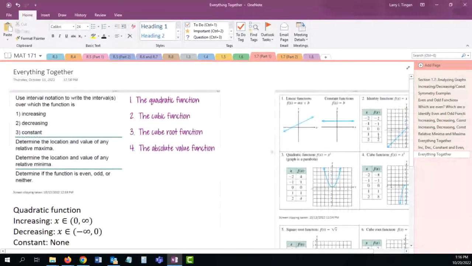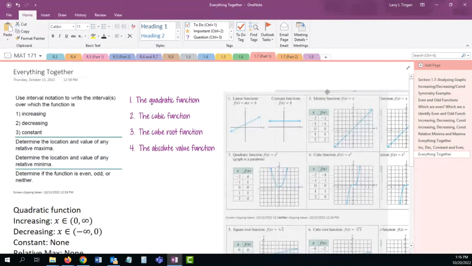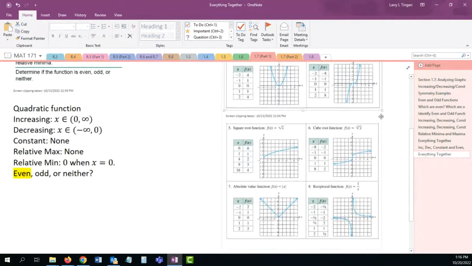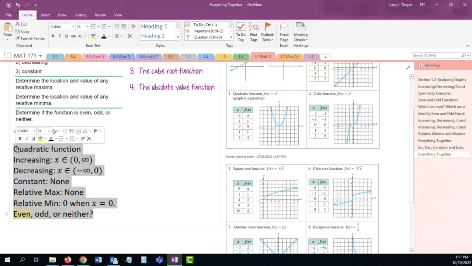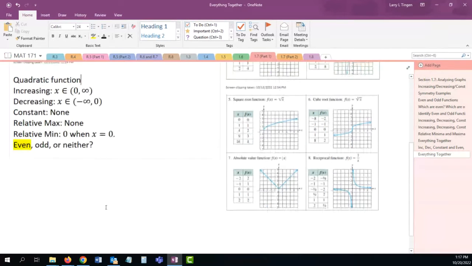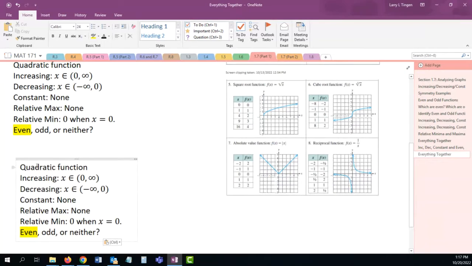Okay. How about the cubic function? Let's bring it over here a little bit. Cubic function. Okay. This one does some fun stuff as well. So let's look at the cubic.